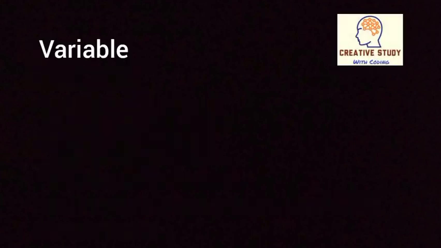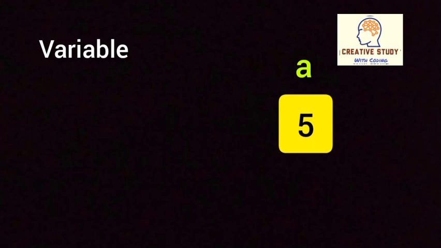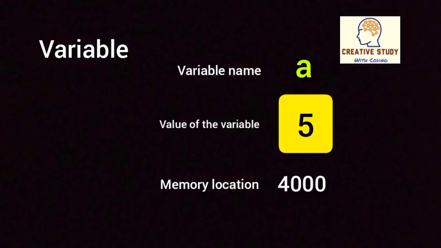But before learning pointers, let's take a short revision of variable. If I declare a variable a of type int and its value is 5, that is int a equal to 5, and we know that a variable is always stored at some memory location or some memory address. Let's suppose it is 4000. Then it will look like this. Now let's understand clearly how it is stored in memory.